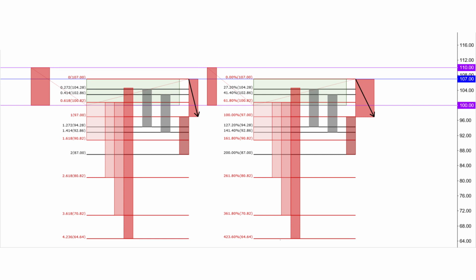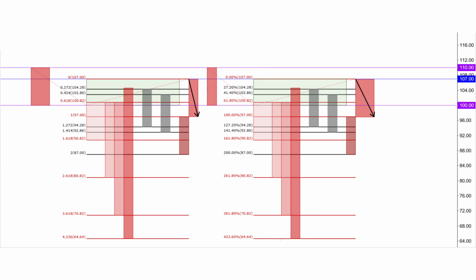Fib extension levels are the distance of the base trend added to the normal retracement levels from 0 to 1. That is why the 1.618 level is $10 or 100% lower than the 0.618 level, and why the 3.618 level is $30 or 300% lower than the 0.618 level.